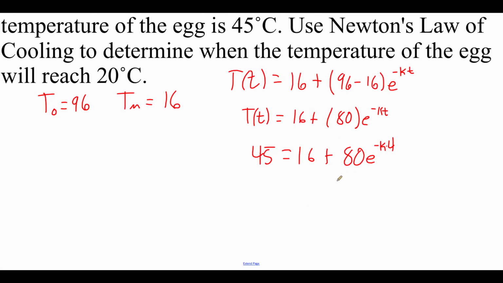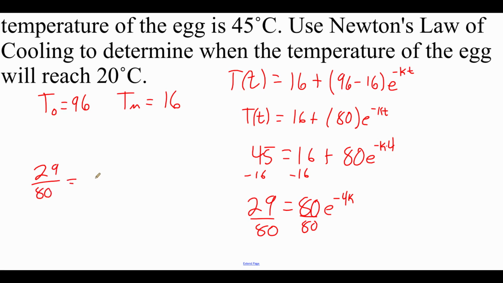Now, we're trying to solve to figure out what k is. So the first thing I'm going to do is subtract this 16 over to the other side. So we're going to get 29 equals 80 e to the negative 4k. And then I'm going to divide that 80 over to the other side. So we'll get 29 over 80 equals e to the negative 4k. Now what I'm going to do is write this in logarithmic form. So this is going to be log base e of 29 over 80 equals negative 4k.